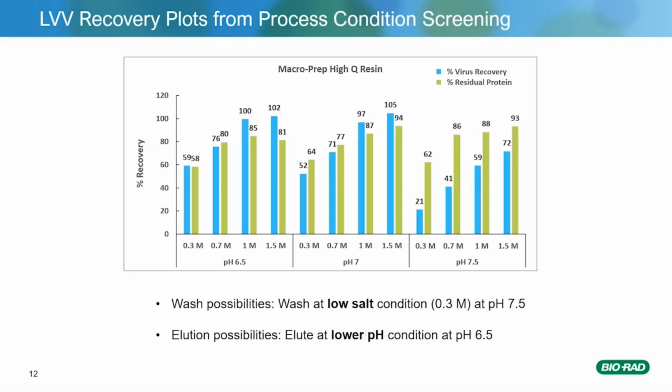Eluting at a lower pH also implies that a lower salt elution could be employed, which in turn can enhance the lentiviral stability since high salt conditions are detrimental to lentiviral stability. Thus, Macroprep HiQ data provided promising results for designing a bind elute lentiviral purification step.